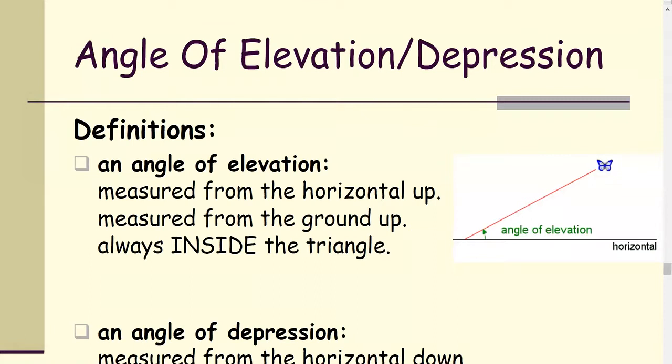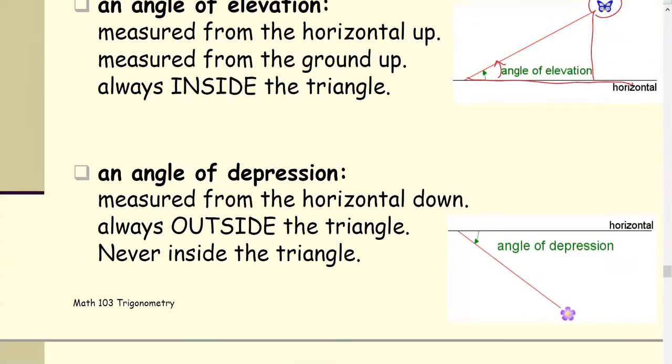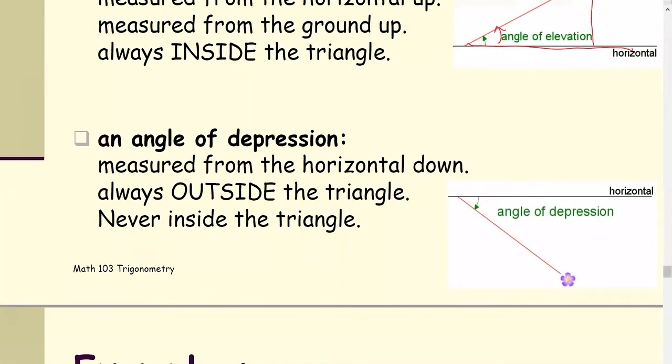Definition. An angle of elevation is measured from the horizontal up as you look up at the object, and the angle will be inside of the triangle. An angle of depression is measured from the horizontal down, and it will be an angle outside of the triangle.